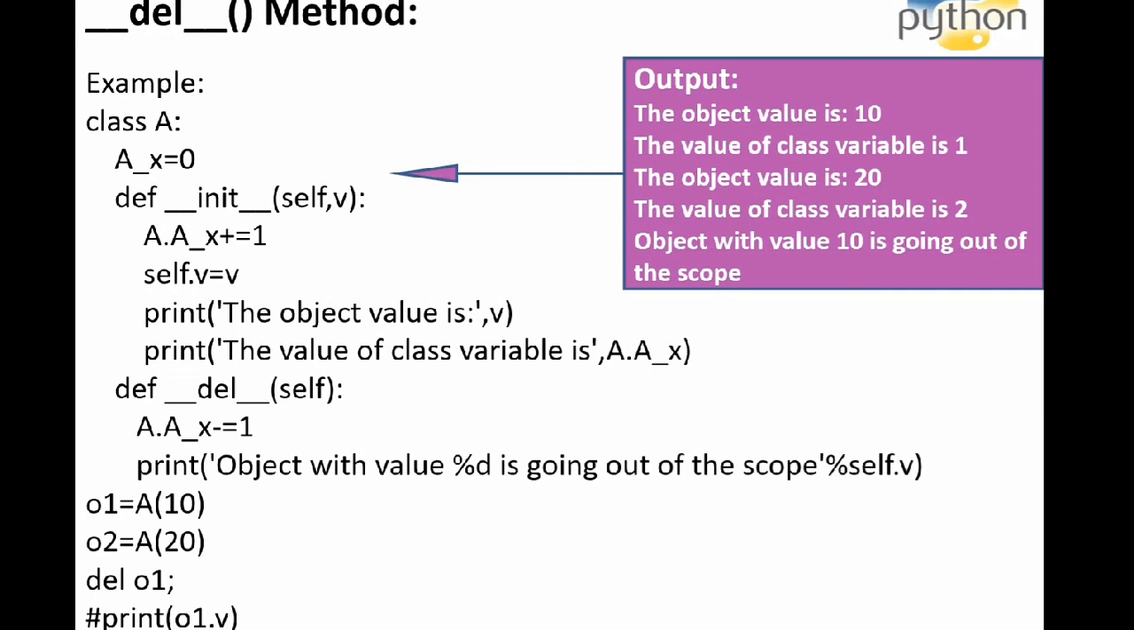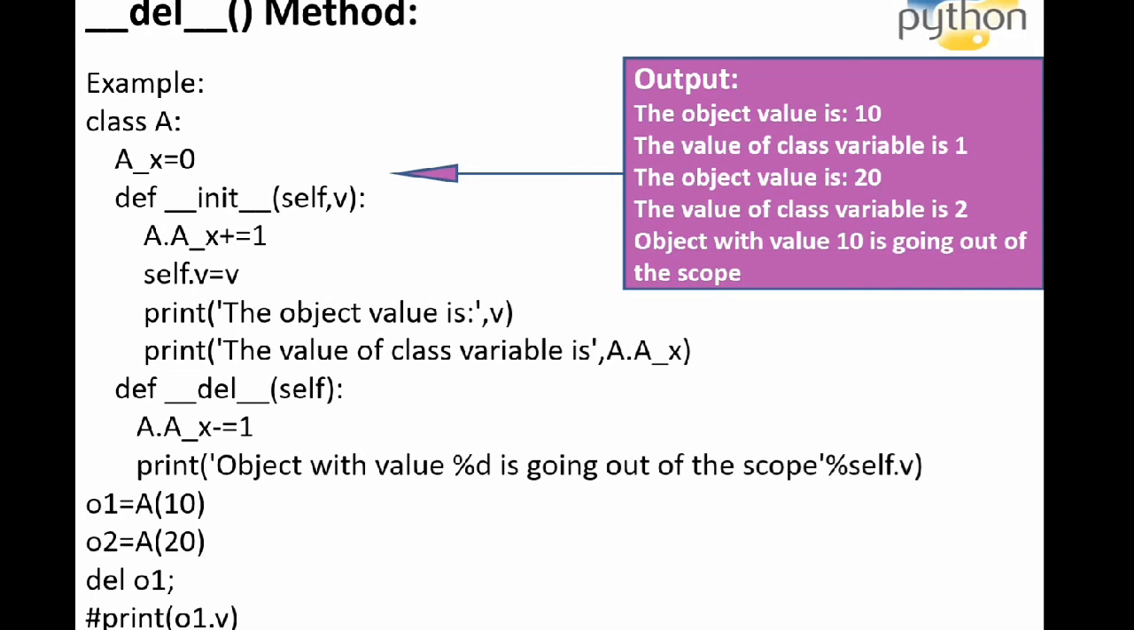So now the value has become 2. Meaning that there are 2 instances created for this class A. And the object value is 20 because I have passed 20 for O2. So O2's V value will be 20. So 20 and 2 is printed on the screen.